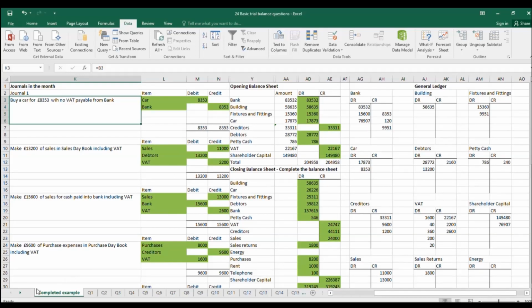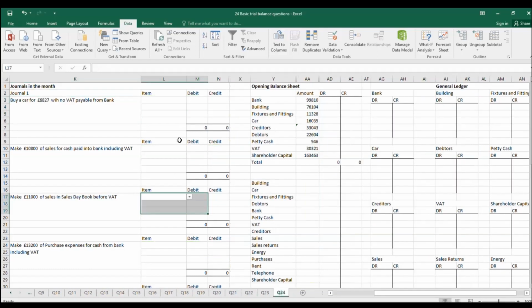So this is an example of how it completes. I'll use number 24 because that's the last one. You might not use it yourself. So let's go through. Buy a car. So we've got a car with no VAT, so we're not paying any sales tax on it, which we'd have to pay over to customs, which we'd get back from customs revenue in this instance, and we can buy it from the bank.